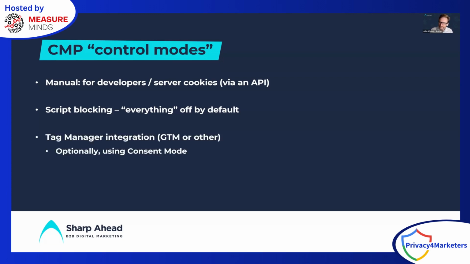And then a third approach to control is to use an integration with a Tag Manager, which is very often going to be Google Tag Manager. Typically one is going to want to use the consent mode functionality of Google Tag Manager, although that is not essential. So these are three different ways of allowing the CMP to control the compliance-sensitive functionality of your tech stack.